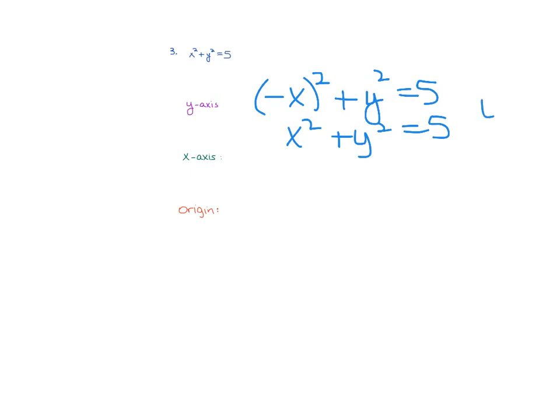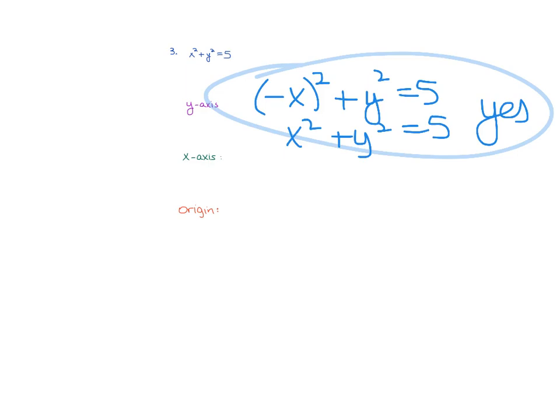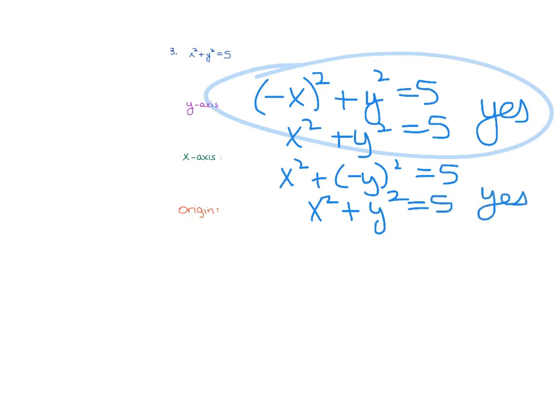And then number 3, same process. For the y-axis test, make x negative. So negative x, square it. Once I square it, it becomes positive. It looks just like the beginning. So this one is yes. For the x-axis, we're going to make y negative. Notice this one is also going to be symmetric, because when we square it, it's going right back to positive. So this one is also yes.